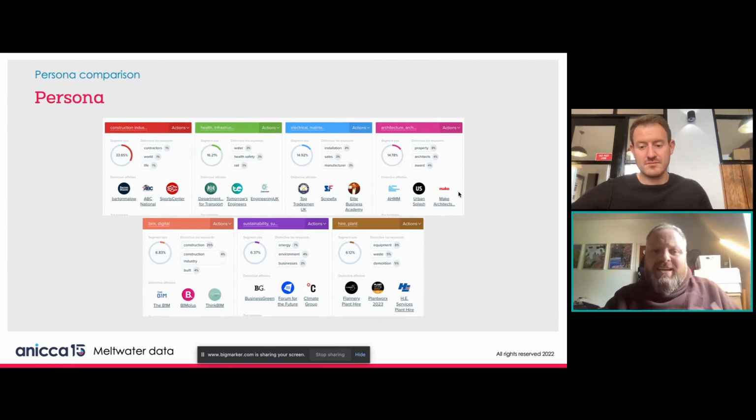So the followers of Skanska have construction industry, health infrastructure, obviously electrical maintenance because they're a very electrical business, architecture, again, the BIM, which is, I believe, the B1M and what have you, a construction-based publication, sustainability, and again, hire and plant. So we lose different personas within this because they're less relevant, i.e. the sale at the end. A lot less relevant for a company like Skanska, for example.